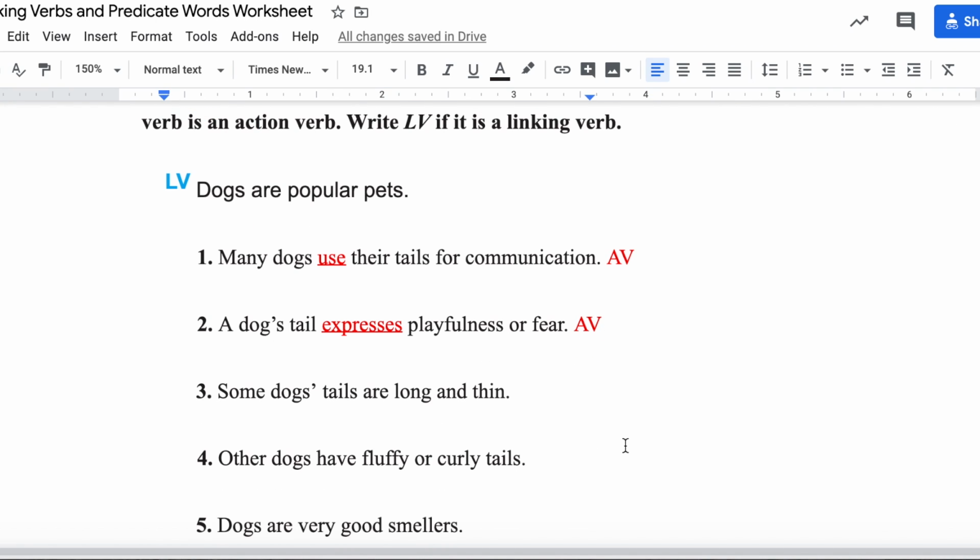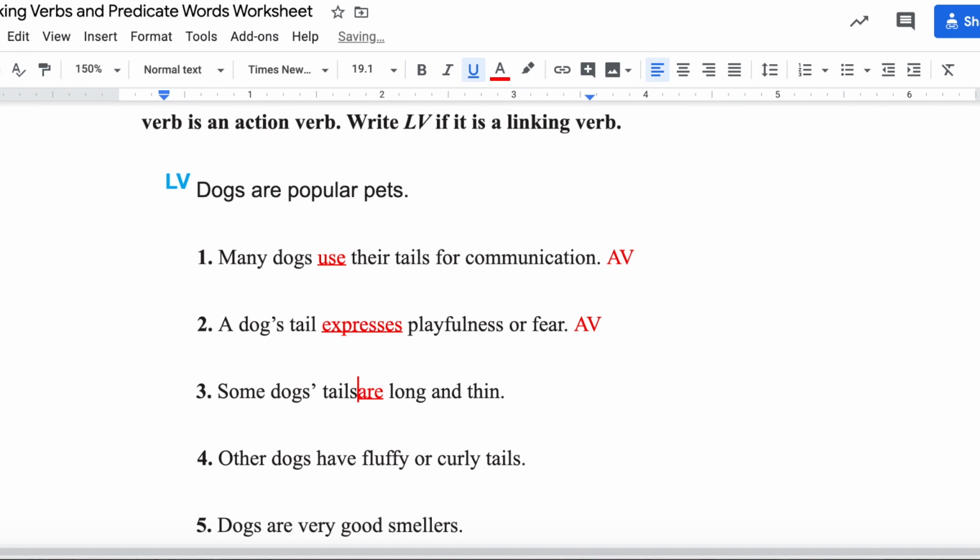Okay, some dogs' tails are long and thin. Number 3, some dogs' tails are long and thin. Okay, so go ahead and identify the subject. What's the subject? I'm pausing because I'm literally waiting for you to answer. Tails, right? Complete subject would be some dogs' tails. Simple subject would be tails. Now identify the verb. Tails what? Tails are. Okay, this is the verb here. Are.